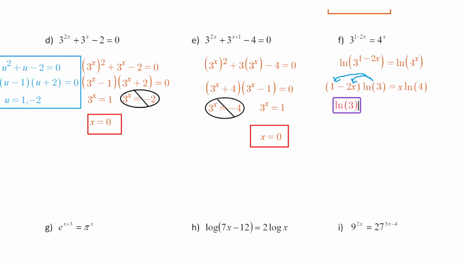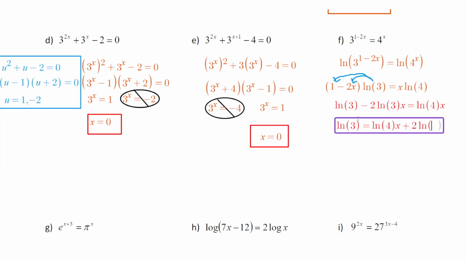Natural log of 3 minus 2 natural log of 3x equals... I'm actually going to rewrite this as natural log of 4 times x because I really want to emphasize that that's really just a coefficient. Okay. So I'm going to try to get my x's on the same side, and I guess the easiest way to do that would be to add this 2 natural log of 3x over to the right-hand side. Plus 2 natural log of 3x.